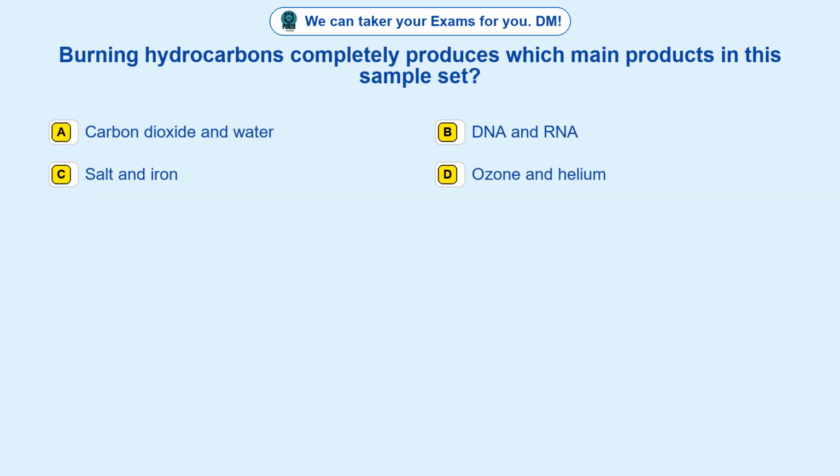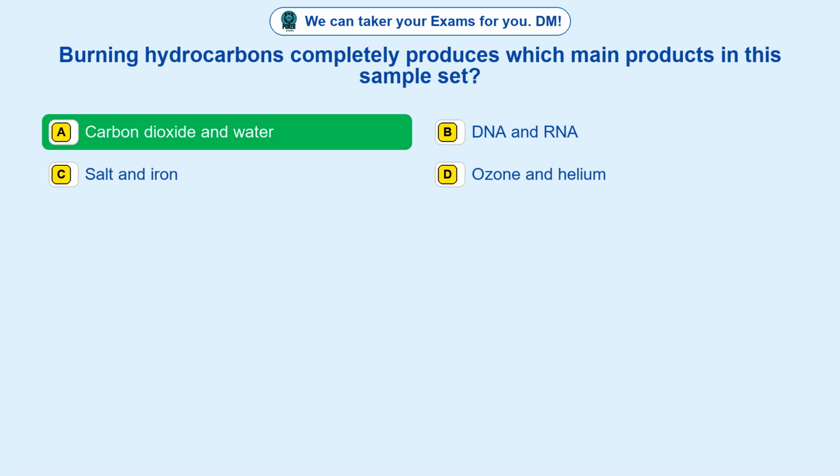Question 55. Burning hydrocarbons completely produces which main products in the sample set? Option A, carbon dioxide and water. Option B, DNA and RNA. Option C, salt and iron. Option D, ozone and helium. The correct answer is option A.